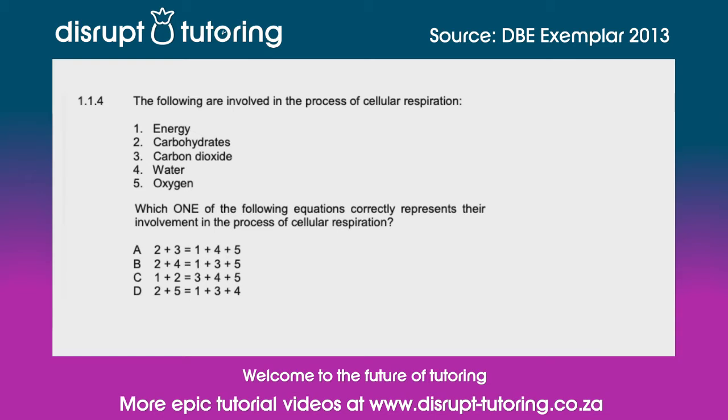Today I'm going to be taking you through a question on cellular respiration, and this question was taken from the 2013 DBE Exemplar exam. So let's jump in. The following are involved in the process of cellular respiration: energy, carbohydrates, carbon dioxide, water, and oxygen. Which one of the following equations correctly represents their involvement in the process of cellular respiration?